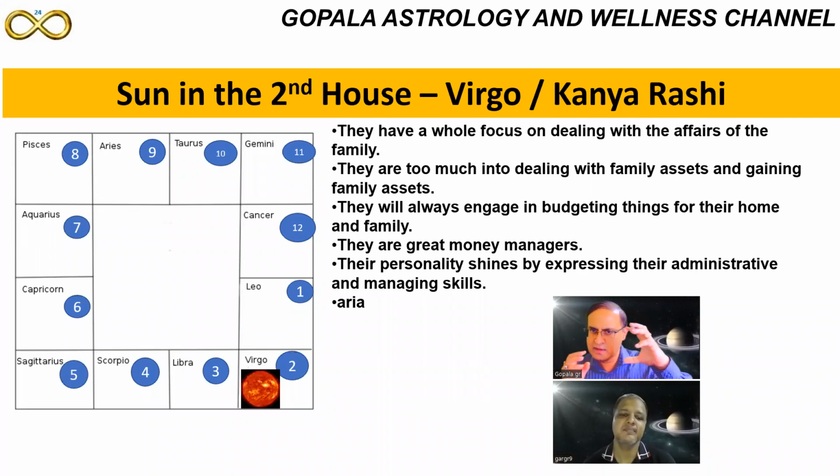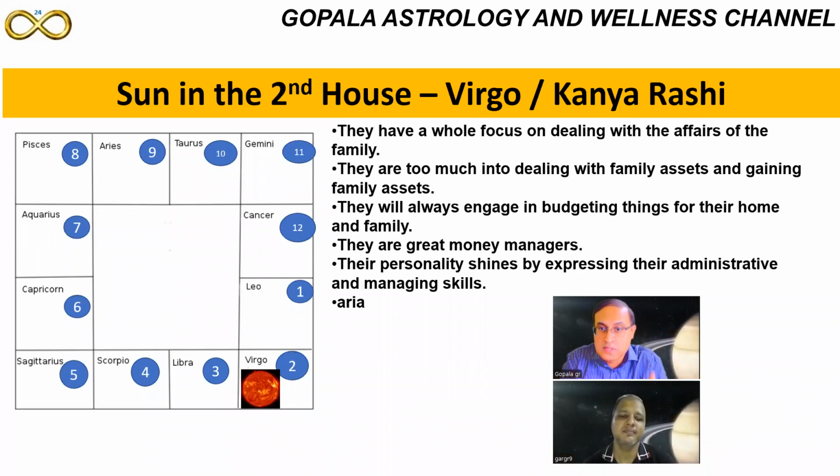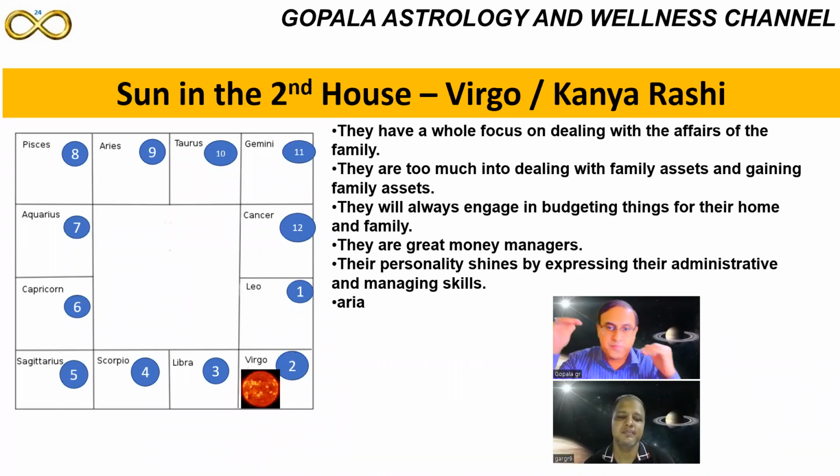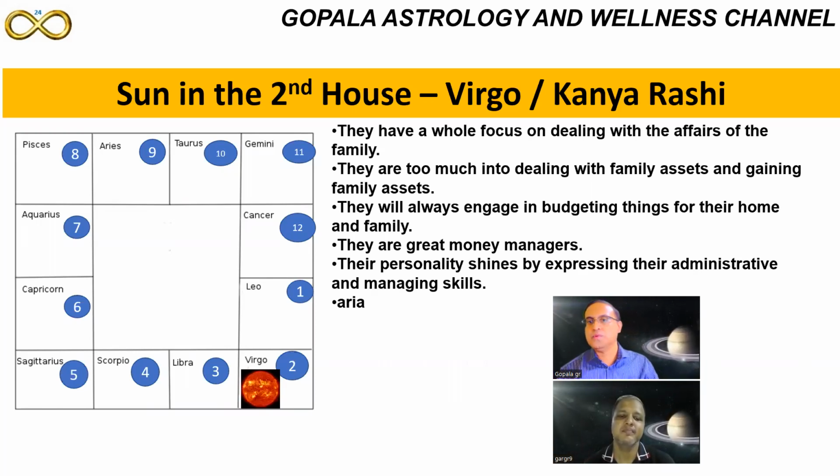Whatever he talks will have data, numbers, and accuracy, and family assets is everything for them. That is where the soul is going and sitting. So they will make a lot of properties, and they will take care of their father. Father's property, they are going to multiply it. That's what you can expect.